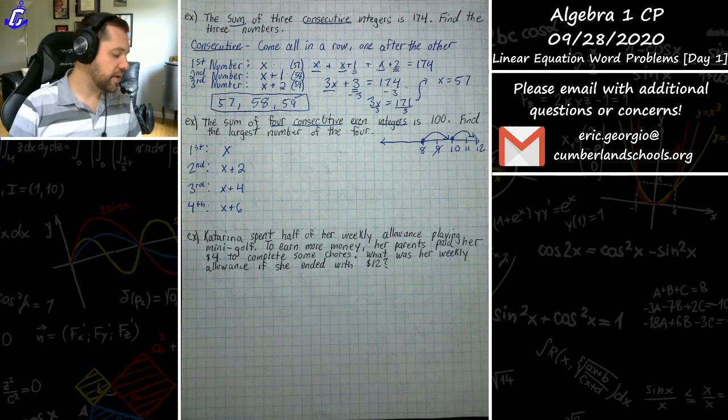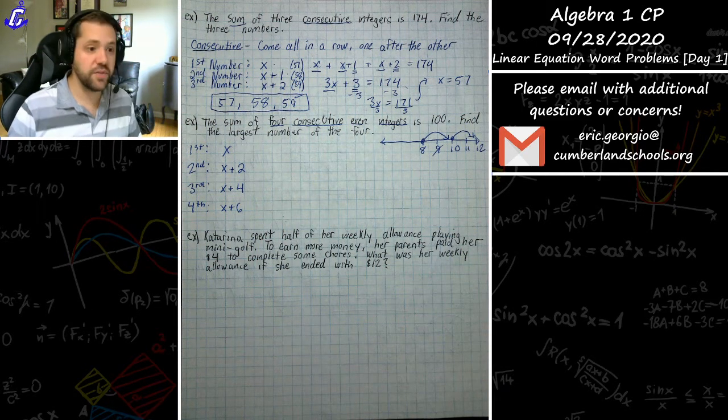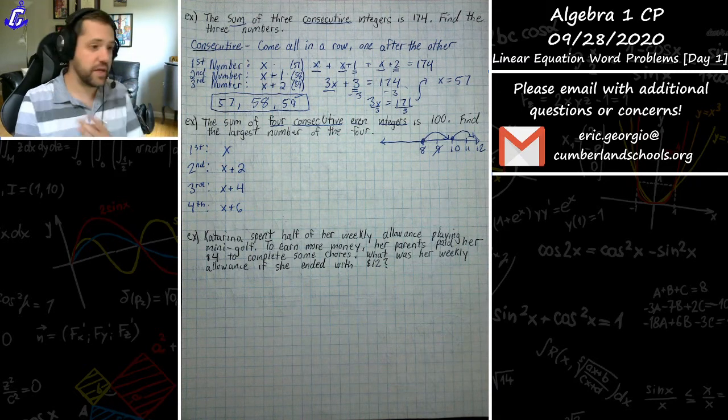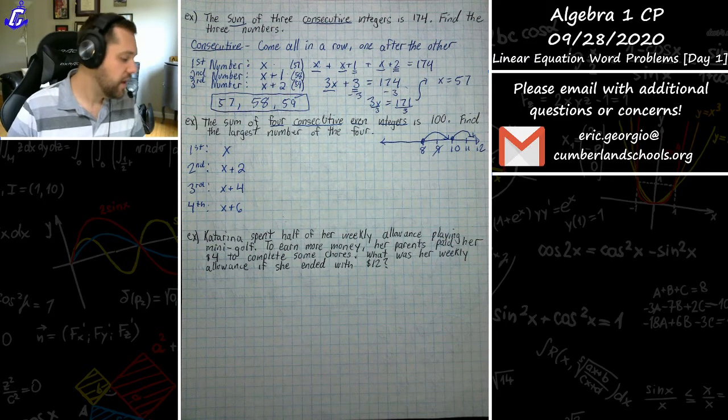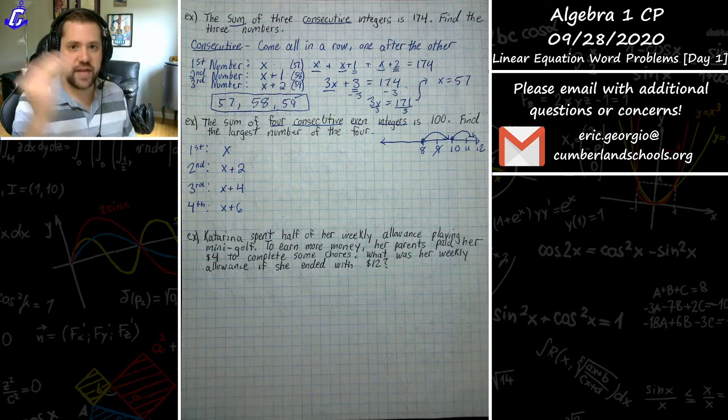Okay? Notice that if this said the sum of 4 consecutive odd integers, we would still be adding 2 because odd or even still skips over a spot. Right? So don't get confused now on another problem. You might be like, oh, it says odd. I don't know what to do. It's the same thing. We would just still skip over a position.